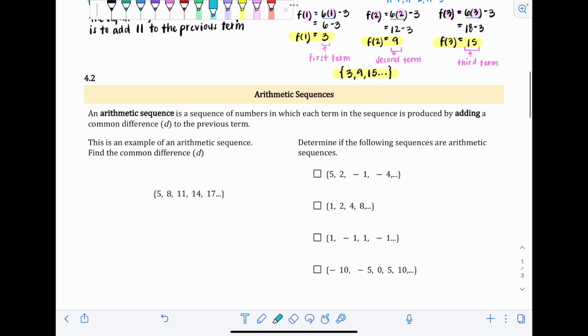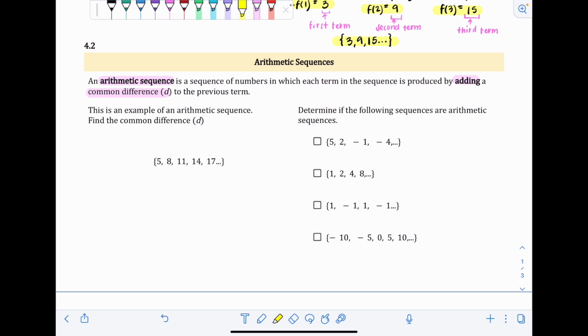Okay, so in the upper left corner, an arithmetic sequence is a sequence of numbers in which each term in the sequence is produced by adding a common difference d to the previous term. But the big thing to know here is that you are adding a number each time. When I say adding, it can look like subtracting, because you could be adding a negative number. What it can't look like is multiplication. So arithmetic means that you are adding a consistent number each time, whether that number is positive or negative.